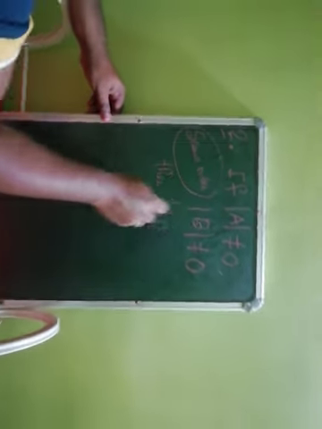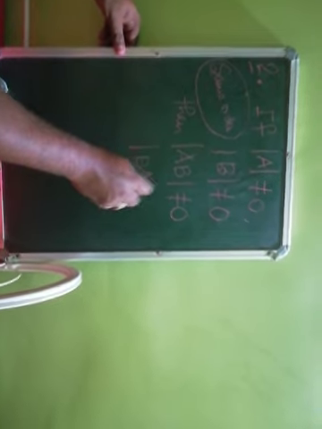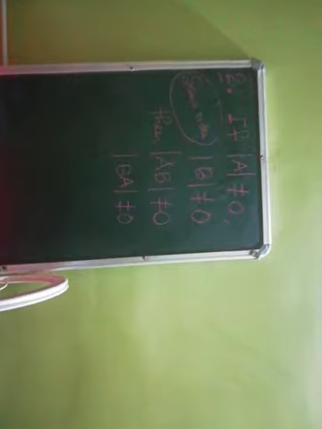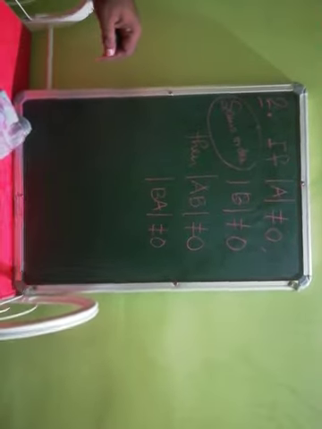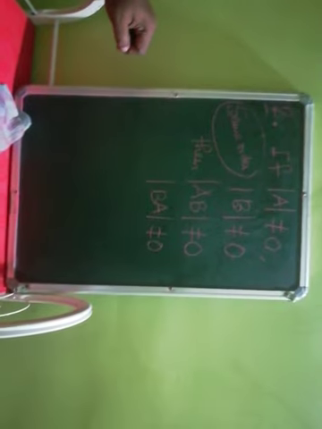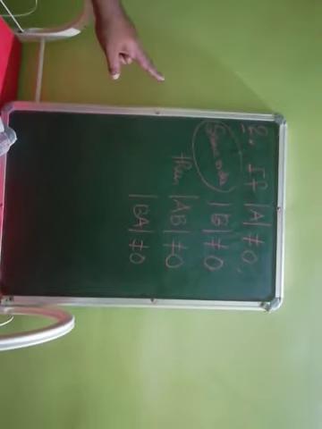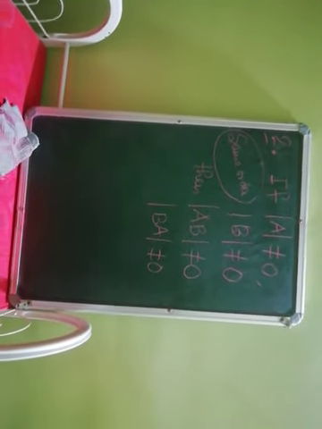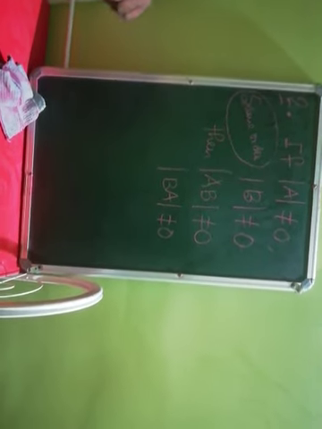Determinant of AB is also not 0 and determinant of BA is also not 0. In language, I can say that if A and B are square matrices of the same order and both are non-singular, then the matrix AB and the matrix BA are also non-singular and of the same order. This is our next result.